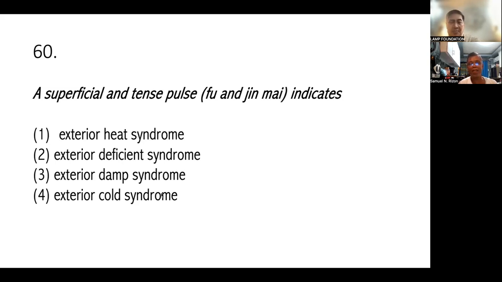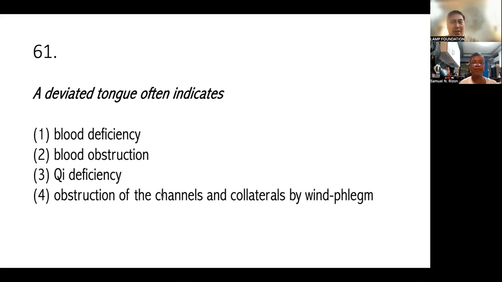Done. So the answer is, I think the right answer is number 4. Cold exterior cold syndrome. Yeah, superficial and tense, tense or tight pulse. Okay. Thank you very much, Dr. Sam. Excellent. Very good. Thank you, Doc.